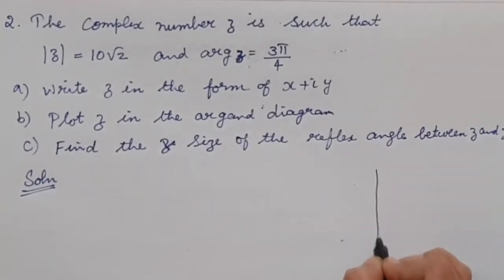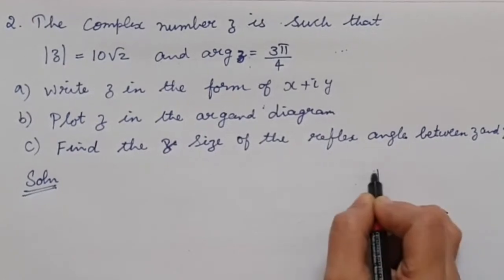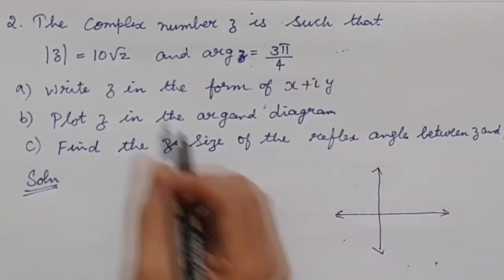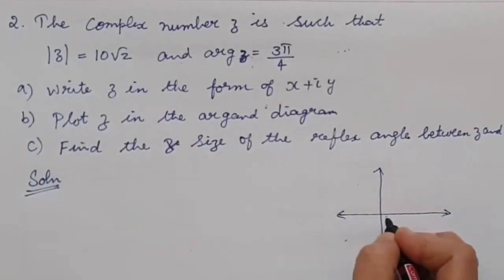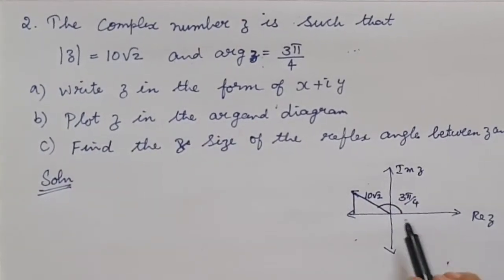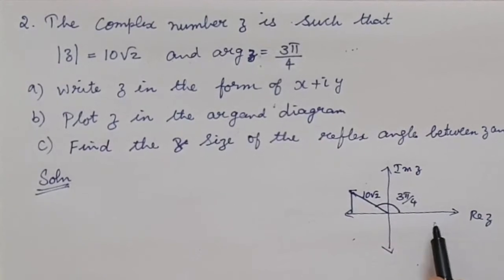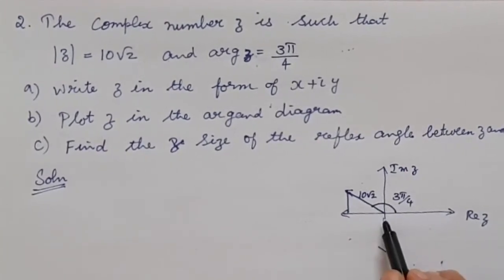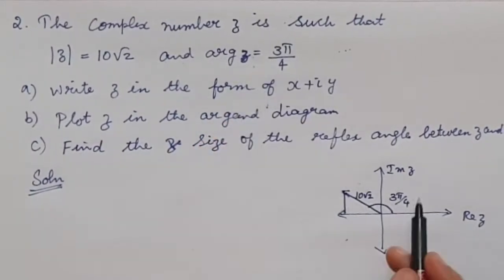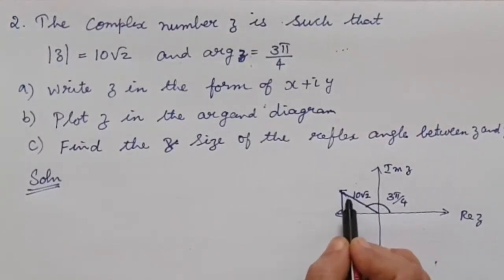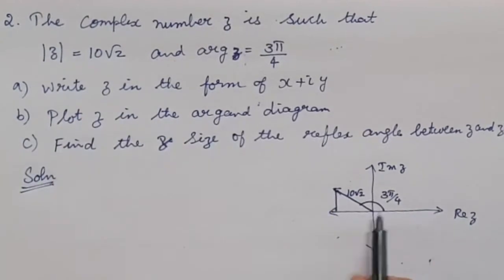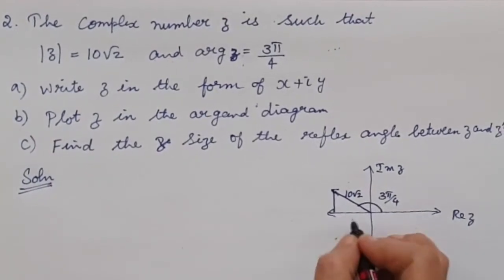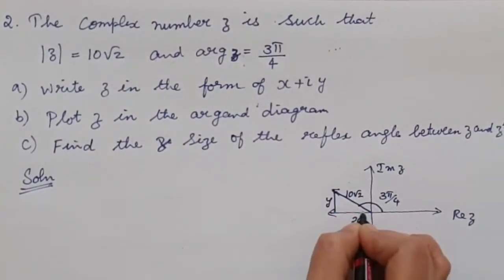Now when we take our coordinate grid, we have our z, the magnitude of it is 10 root 2. With the given information, we are marking the plot points on the coordinate grid. In order to mark it, it is given the argument of z is 3 pi over 4. 3 pi over 4 is here in this quadrant. And our magnitude is given as 10 root 2, so this length is 10 root 2. This is our x and this is our y.